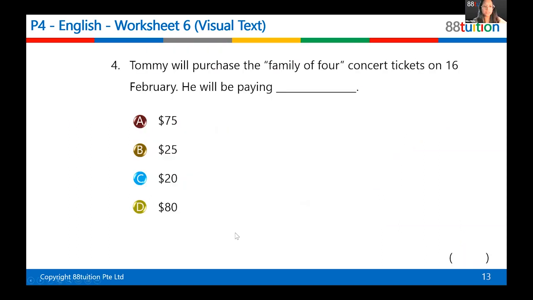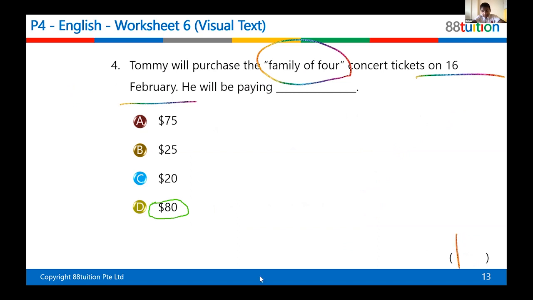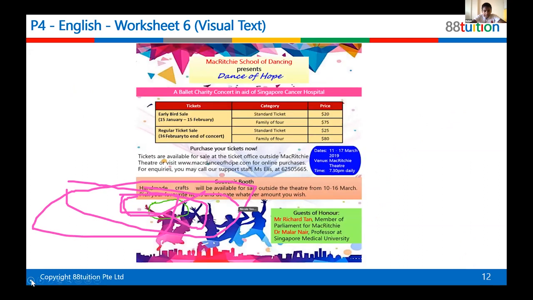Number 3. Keyword here, 16 February. So you look at the pricing, you must look at 16 February, and he's buying a family of 4 tickets. Yes, Rohan? The answer is D. Yes, very good. Why is the answer D and not A? Because we can see in the text, they gave regular ticket sale 16 February to end of the contract, and he's buying a family of 4.